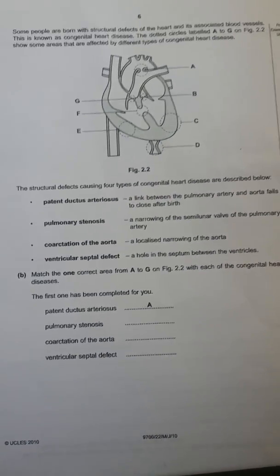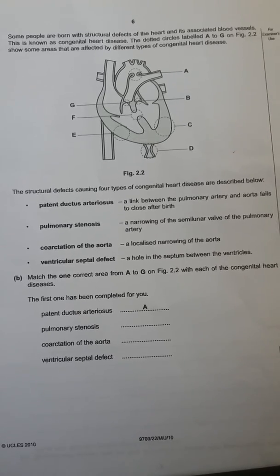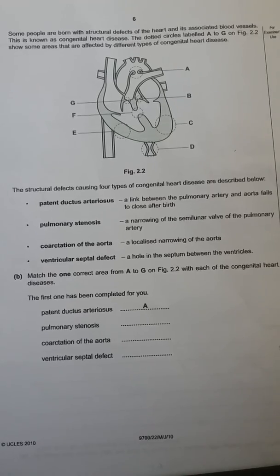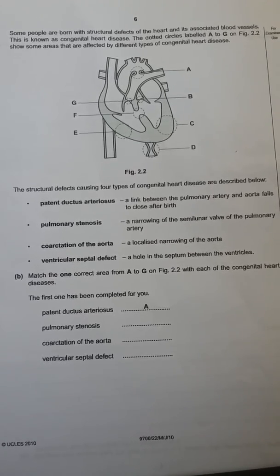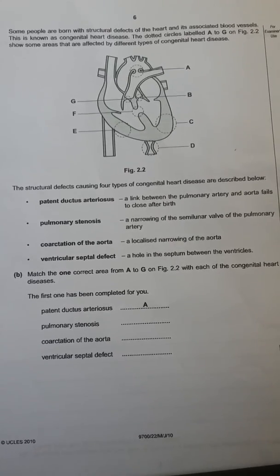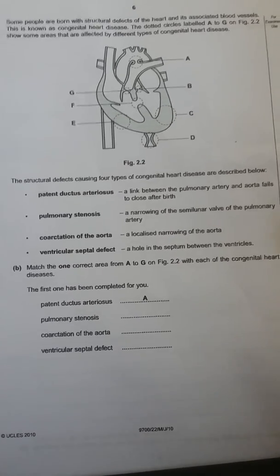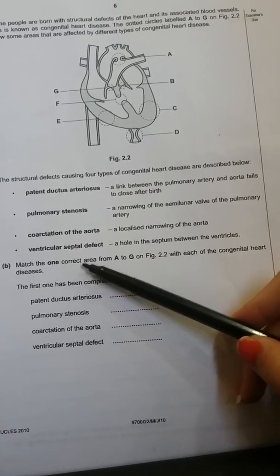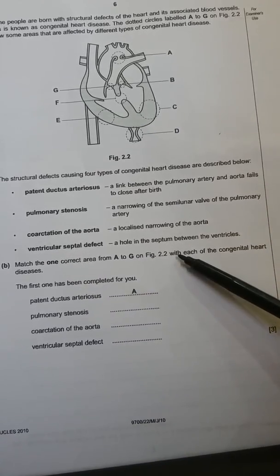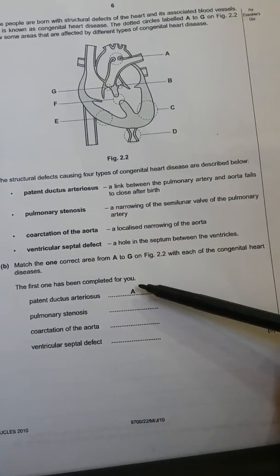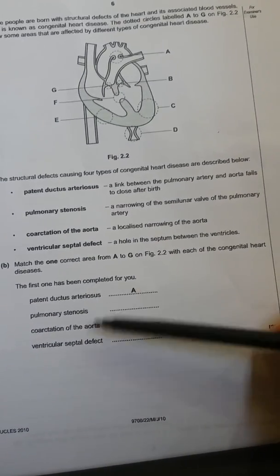Some people are born with structural defects of the heart and its associated blood vessels. This is known as congenital heart disease. The dotted circles labeled A to G on figure 2.2 show some areas that are affected by different types of congenital heart disease. The structural defects causing 4 types of congenital heart disease are described below, so I'll come to them later. Match the one correct area from A to G on figure 2.2 with each of the congenital heart diseases. The first one has been completed for you, so I'll talk about the rest.